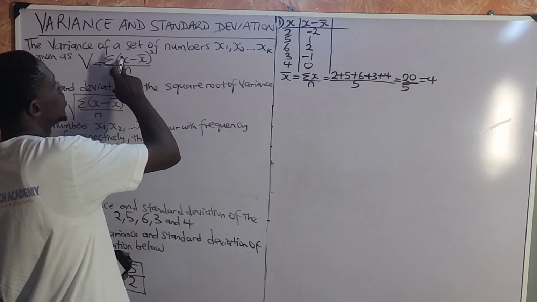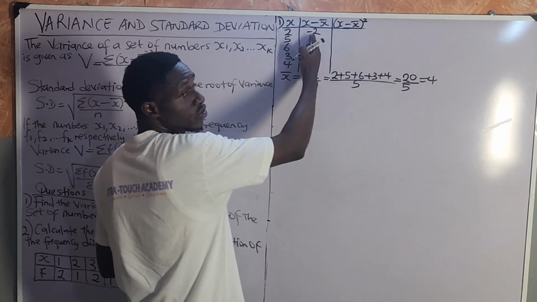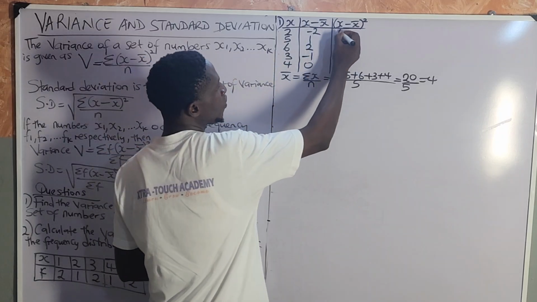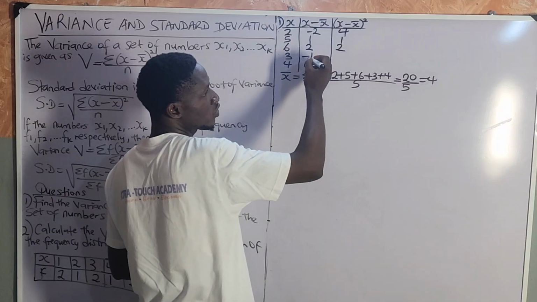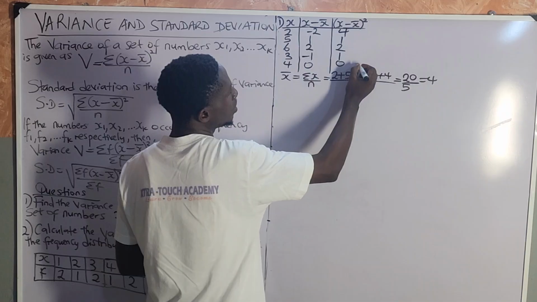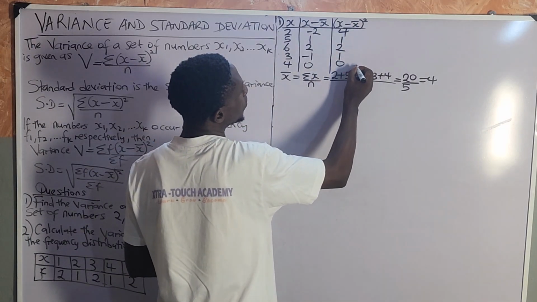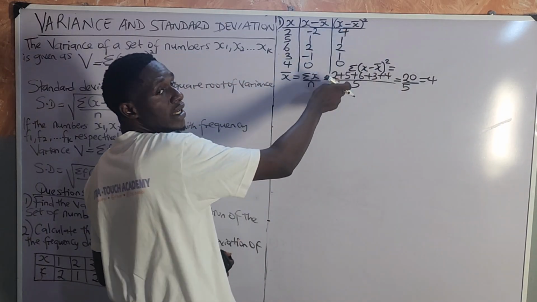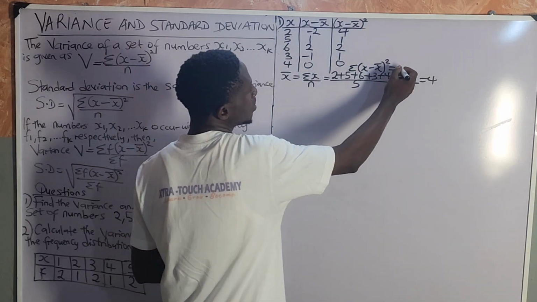Then the next step is to put (x minus x bar) all squared. We are squaring it. Minus 2 squared means minus 2 times minus 2, which is 4. 1 squared is 1. 2 squared is 4. Minus 1 squared is 1. 0 squared is 0. So let's get the summation. The summation of (x minus x bar) all squared is equal to 4 plus 1, 5. 5 plus 4, 9. 9 plus 1, 10 is 10.